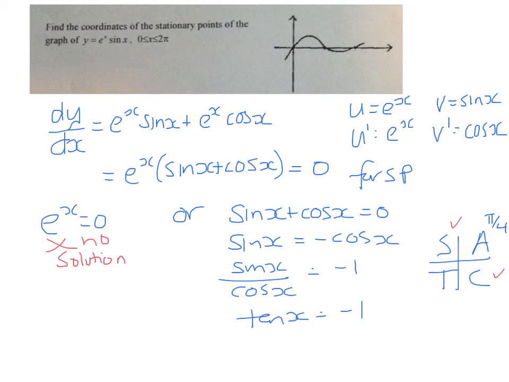So in the second quadrant, x is going to be pi, take away pi over 4, which is going to leave us with 3 pi over 4. And in the fourth quadrant, it's going to be 2 pi, take away pi over 4, which is 8 pi over 4, take away pi over 4, which is 7 pi over 4. And so that's the two x values.